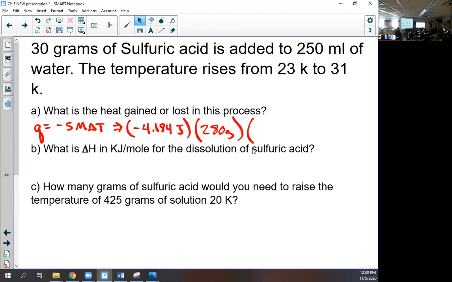Then my change in temperature. Wait a minute. 280 grams? Yeah, 250 of water, 30 grams. Oh, you're not. Milliliters is grams. That's 250. But then we added 30 more grams of this stuff. Fair enough? Yeah, that makes sense. Okay. And then we need delta T. We take our final minus our initial. So 31 minus 23 is?